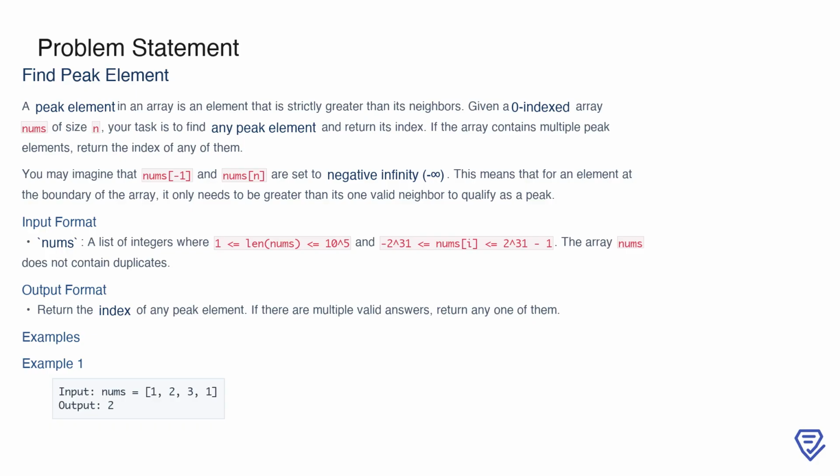The task is to return the index of any peak element, and if there are multiple valid peaks, any one of them is acceptable. The input array must have a size between 1 and 10^5, and all elements are unique integers within the range of -2^31 to 2^31 - 1. Finally, the output is just the index of one peak element.